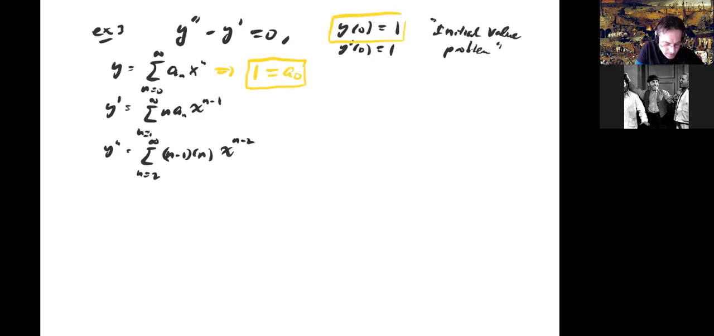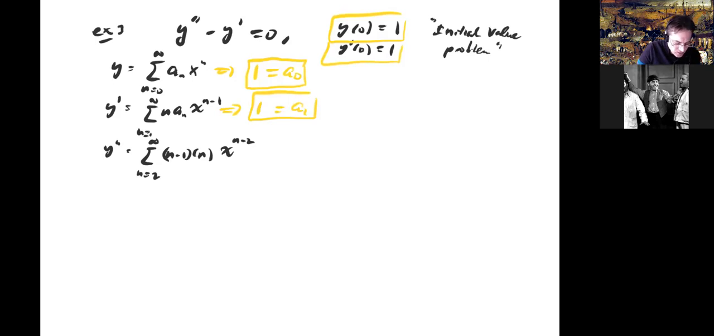And now to get y prime of 0 equals 1, the second condition that appears, we stick x equal to 0 into the second condition, and we get 1 equals 1 times a sub 1, so a sub 1 equals 1. Okay, so now we have the first two coefficients in the solution.